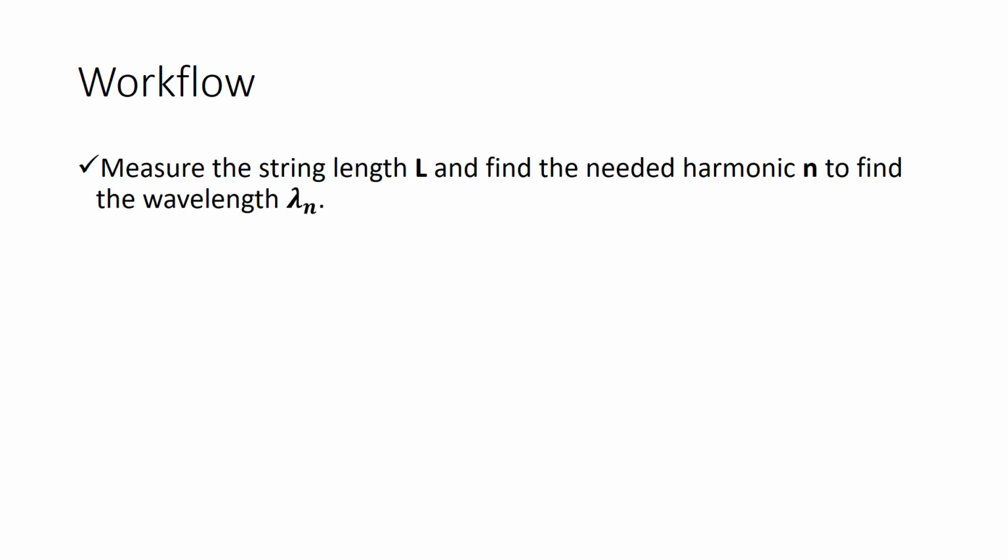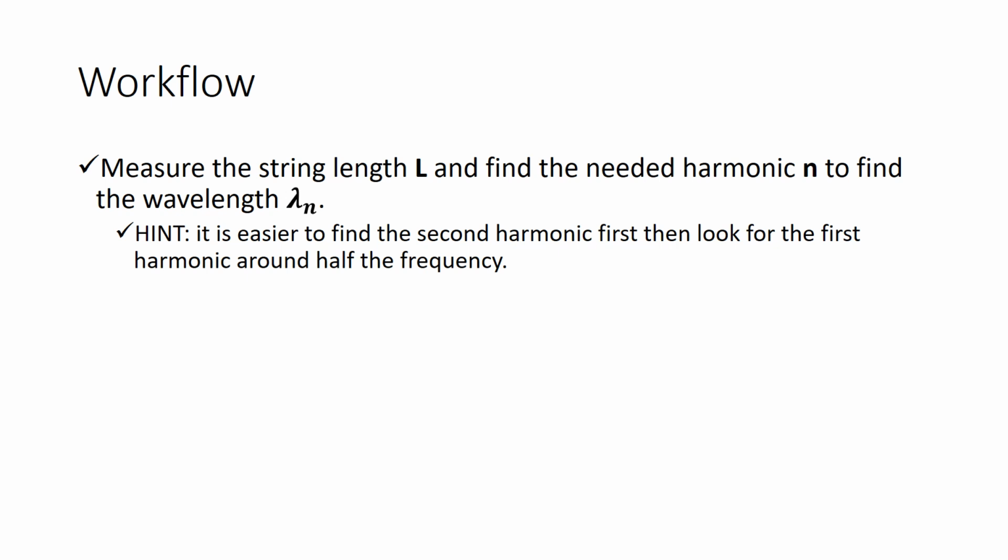Okay, now this is how the experiment's going to go, kind of your workflow. You're going to measure the string length and find the needed harmonic, and that will be, you need to find the first harmonic, second harmonic, third harmonic, fourth, fifth, sixth harmonic, and then find the wavelength. Now from that, hint, yes, it is easier to find the second harmonic than the first harmonic. The first harmonic is really hard to see, one string bouncing back and forth, and make sure that the nodes are at the end.